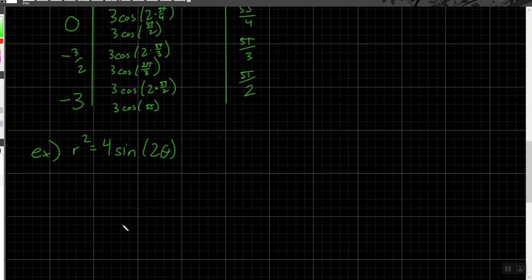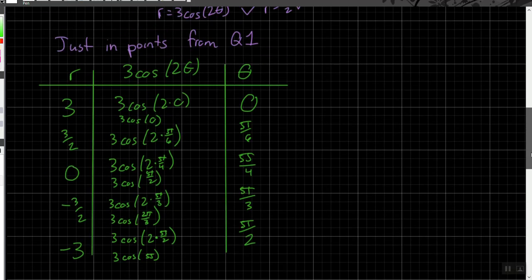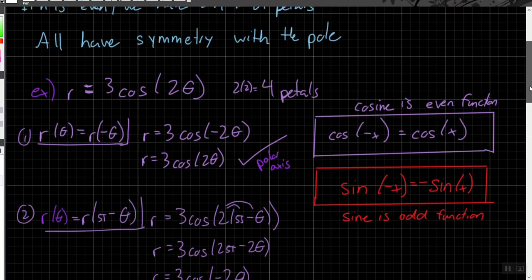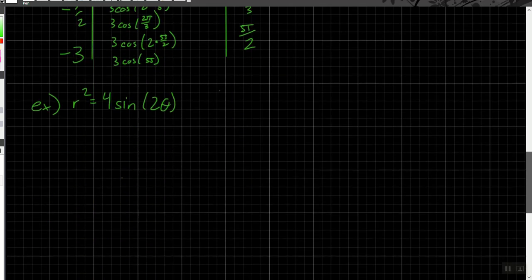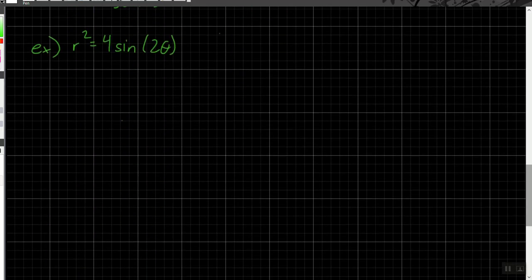Because it's r squared, the rose curve rules only apply to equations when r is not a square root. So this one, we are going to have something different. How do we check the petals on this one? I don't think you can check the petals on this one, but we're going to have two petals, that's it. Yep.